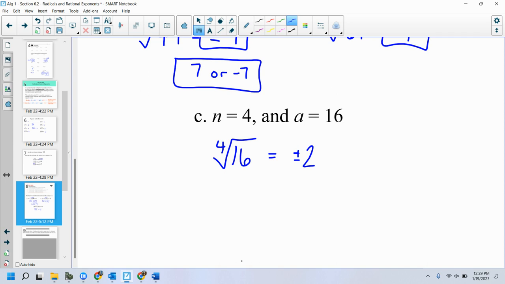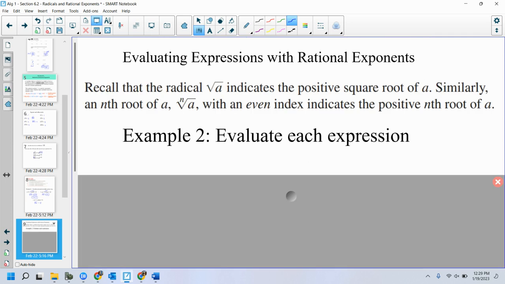That is an error because you can't take the even root of any negative number. Just like we couldn't take the square root of -16, we can't take the fourth root of -16, the sixth root of -16, the eighth root, or the 10th root of a negative. You can take an odd root, but you can't take an even root of a negative. All right.